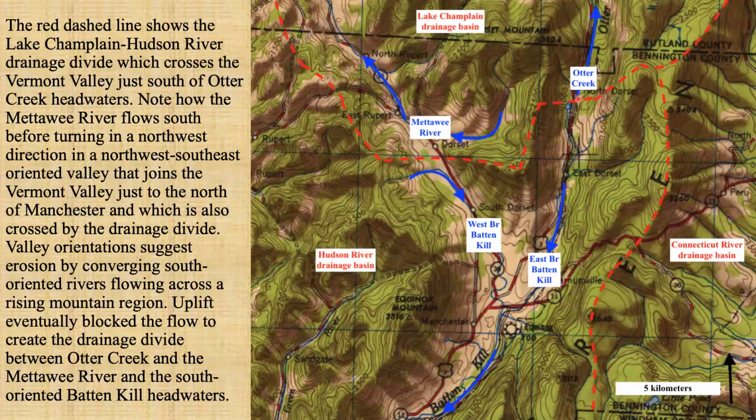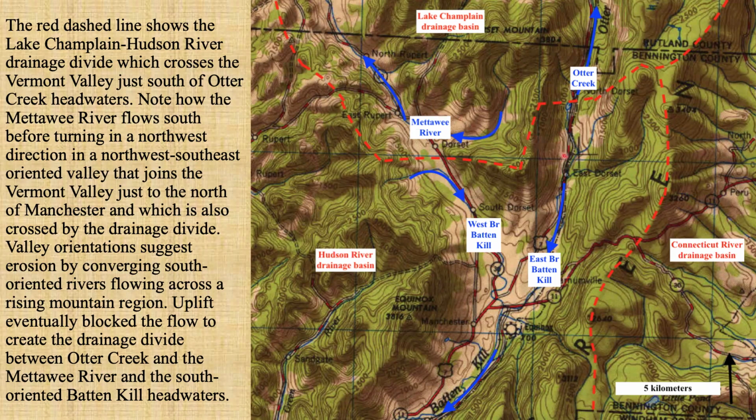Now to the north, in the Vermont Valley, to the north of the drainage divide, we have the headwaters for Otter Creek, which I showed you before. It flows in a north and northwest direction to enter Lake Champlain. And over here to the north of the drainage divide, we have the headwaters for the Meadowee River, which also flows north to reach the southern end of Lake Champlain.